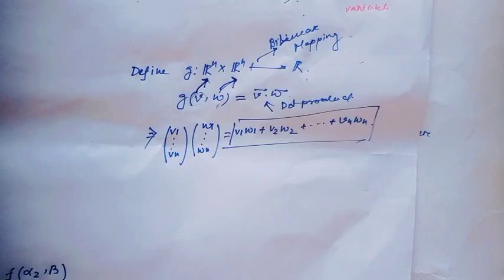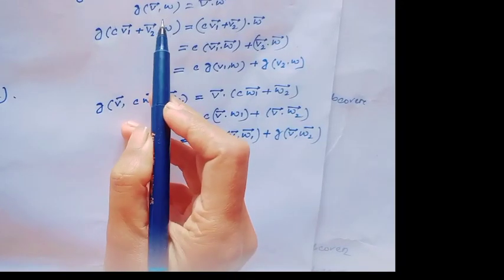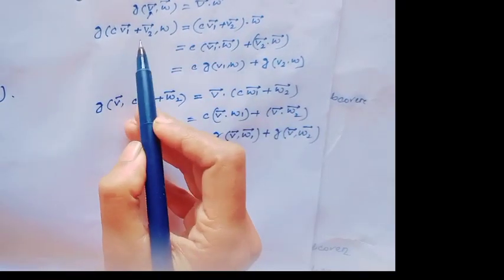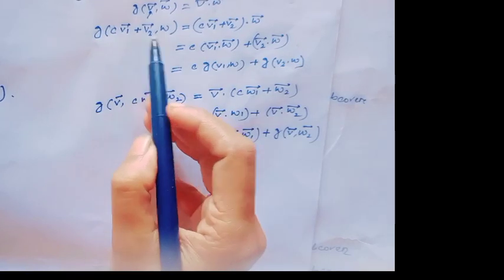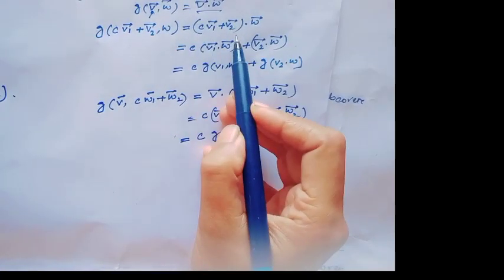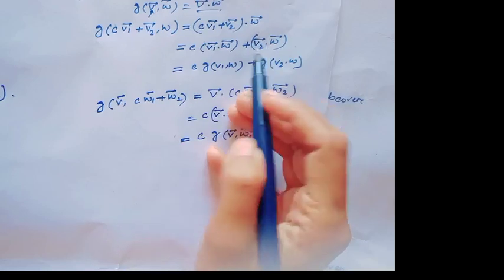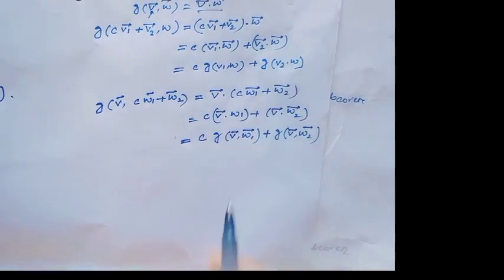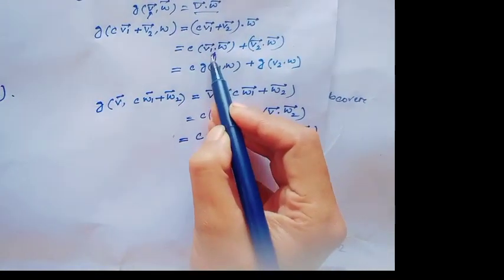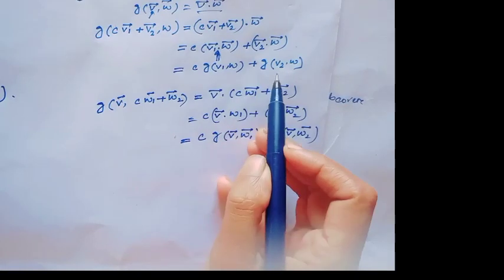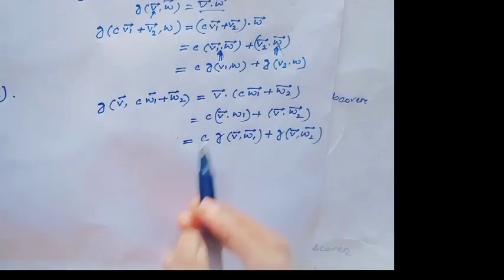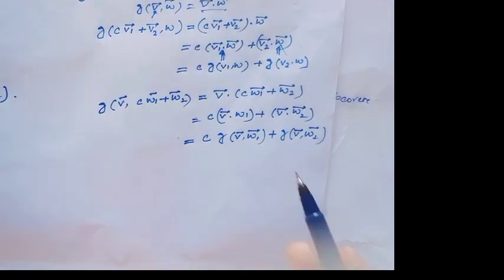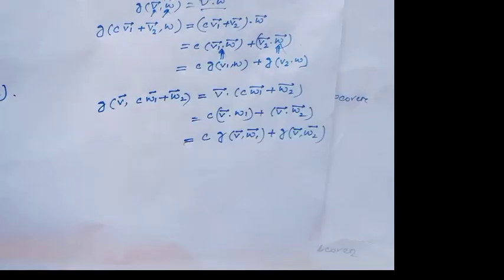This is our proof. Dot product is obviously bilinear because with respect to the first argument, g of cv1 plus v2 comma w, by definition, is cv1 plus v2 dotted with w, and this is actually c times v1 dotted with w plus v2 dotted with w, and this is actually c times g of v1 comma w plus g of v2 comma w. That means with respect to the first vector, this is linear. Then we have to prove with respect to the second vector also this is linear.